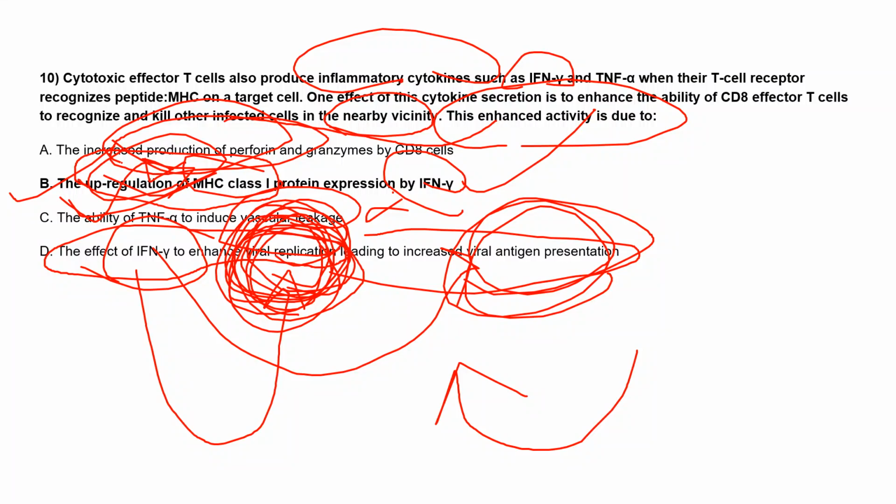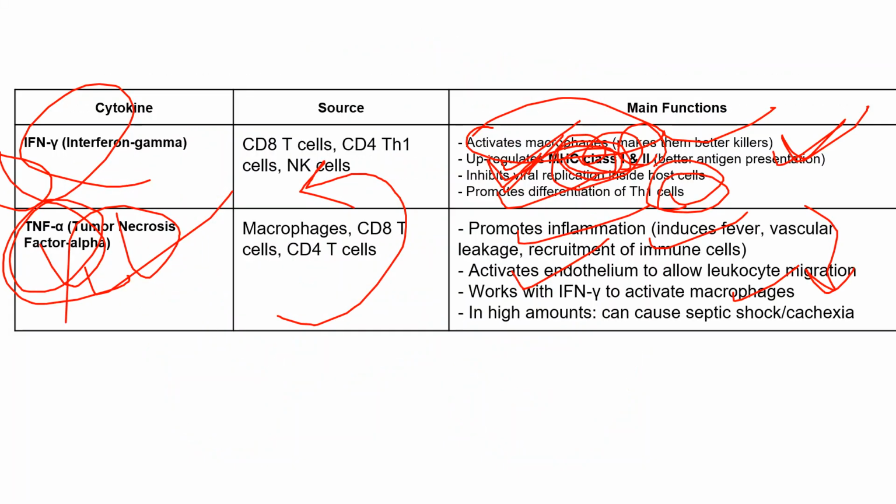Right? Next is the effect of IFN gamma to enhance. First, IFN gamma, that is interferon gamma, can increase viral antigen presentation. That is right, it will increase viral antigen presentation, but not by viral replication. If they enhanced viral replication, it would be problematic for the body, right? Because they are hitting there. So how do they increase viral antigen presentation? By upregulation of MHC class 1 proteins, right? And also MHC class 2.